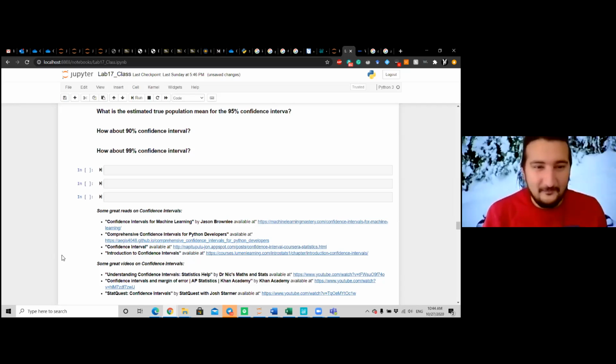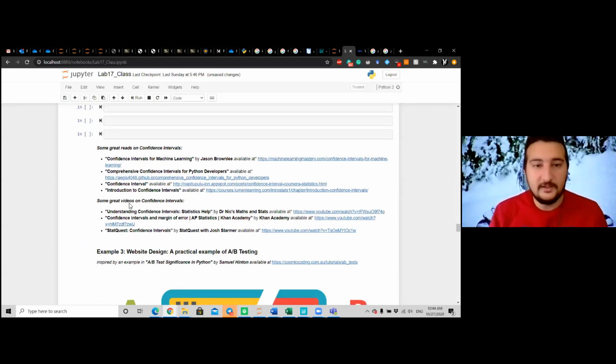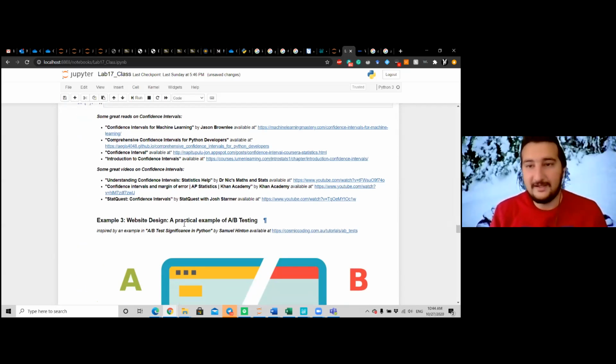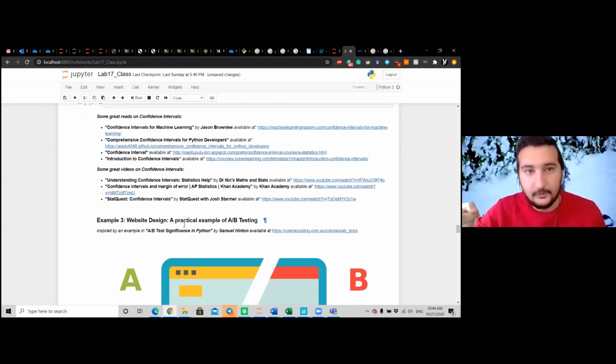So guys, for this lab notebook, you only need to worry about exercise 1 at this point. We will cover A/B testing Thursday, and we will probably have another notebook for lab 18, which goes hand in hand with this one.